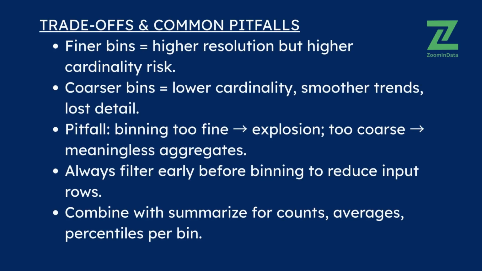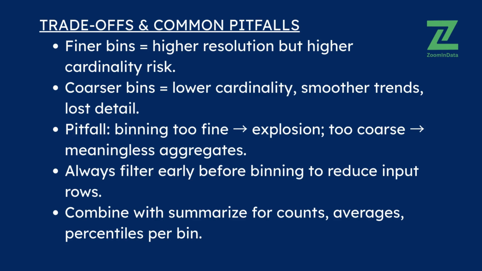Here are the trade-offs and common pitfalls. Finer bins give higher resolution, you see more detail, but they increase cardinality risk and memory pressure. Coarser bins reduce cardinality, smooth out trends, but you lose fine-grained detail. Pitfall 1. Binning too fine → cardinality explosion and slow or failing queries.